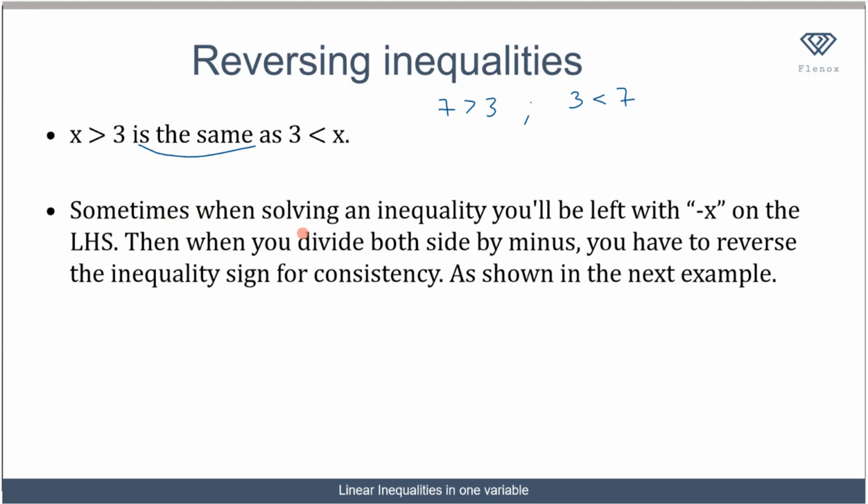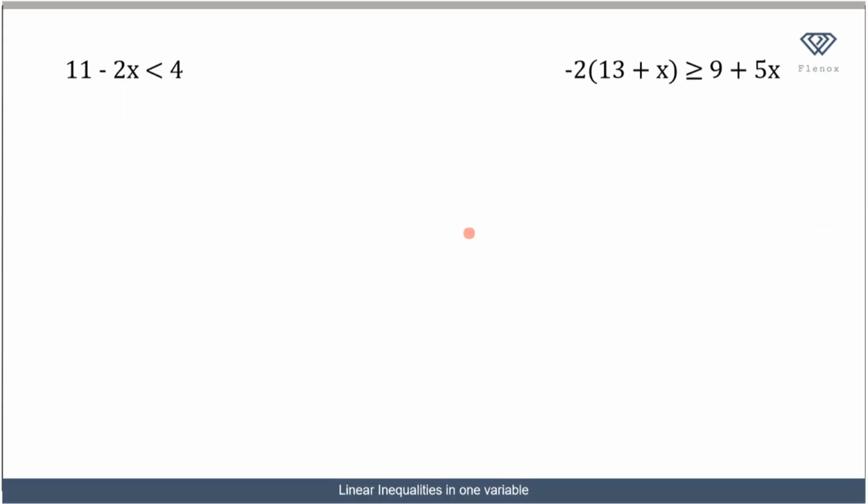So now sometimes when solving an inequality, you'll be left with minus x on the left hand side. Then when you divide both sides by minus, you have to reverse the inequality sign for consistency. So as shown in the next example, what do I mean by that? Let's try to solve this question that has to do with inequality. So we start out. We take this 11 to the other side, so we have what? Minus 2x is less than 4 minus 11. And what do I have? I have minus 2x is less than 4 minus 11 will give me minus 7.